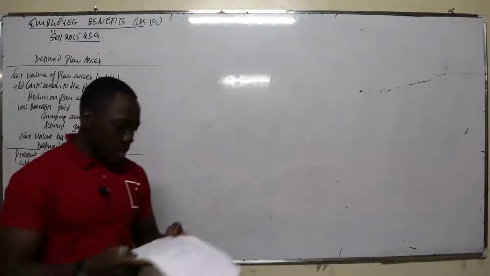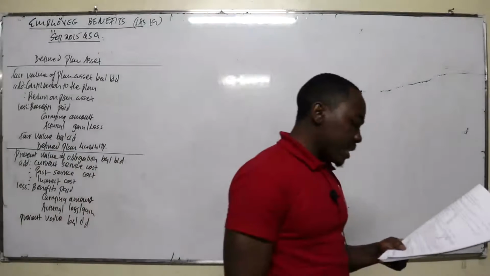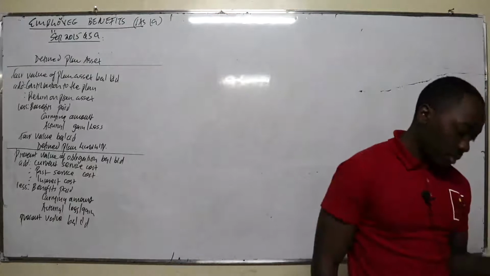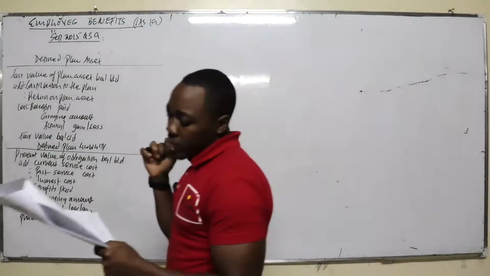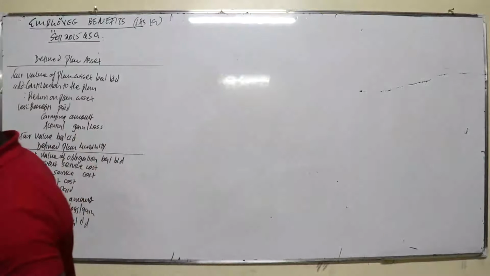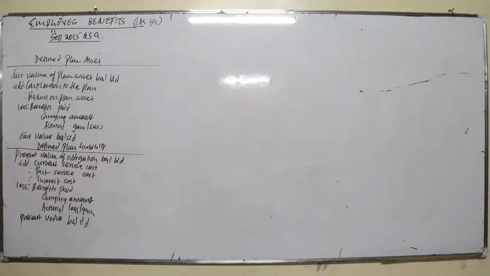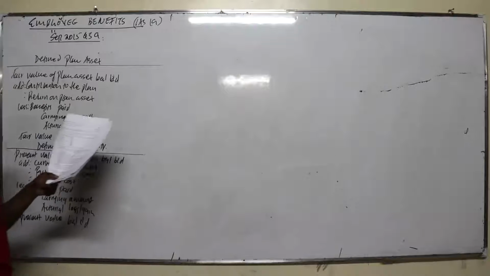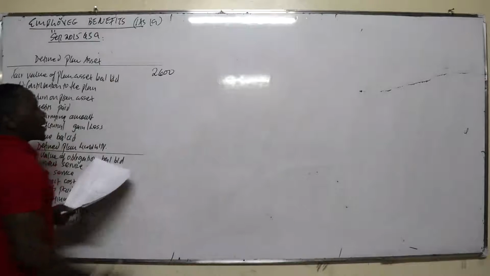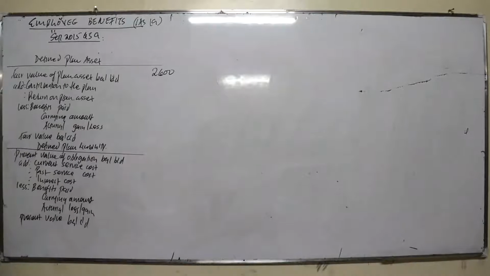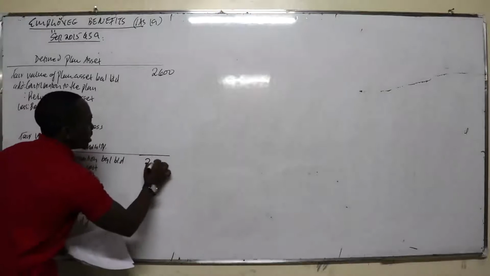So we are told that Volta Limited operates a defined retirement benefit plan for its employees. On 1st January 2014, the fair value of the pension plan asset was 2.6, and the present value of plan liability was 2.9. Those are opening balances, the balance brought down. So the balance brought down for the asset was 2.6, and for the liability was 2.9.